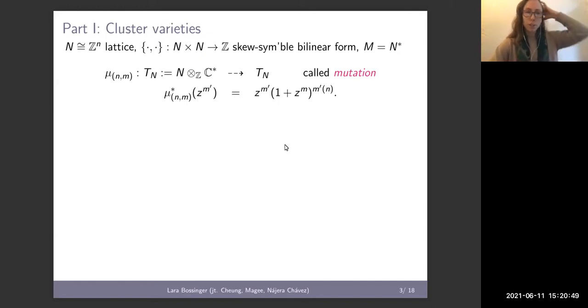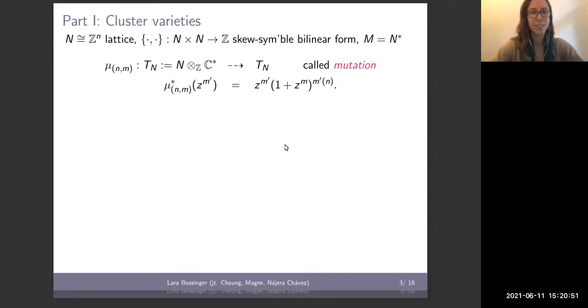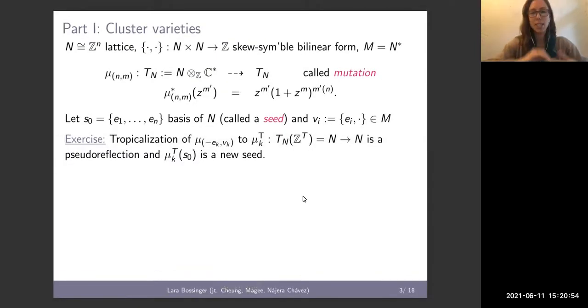Now, a first exercise to do is if I fix a basis for my lattice N, and this will also be very important, I will throughout the talk have seeds. A seed is always a lattice basis for the lattice N, and it comes along with a dual lattice M, and it comes along with these elements v_i that are also elements in the dual lattice that are simply obtained by plugging e_i into my skew-symmetric bilinear form in one component and leaving the second empty.